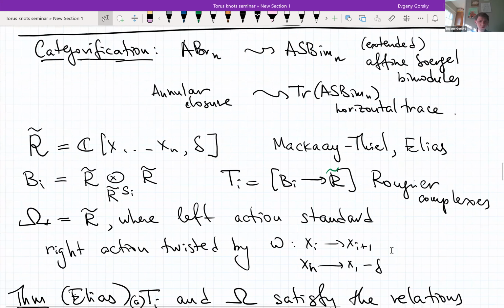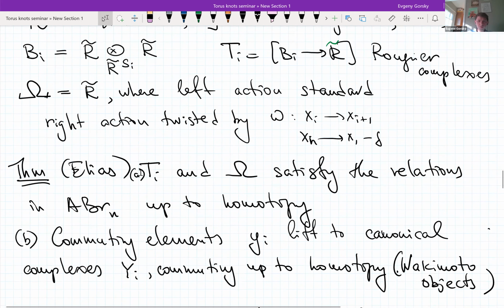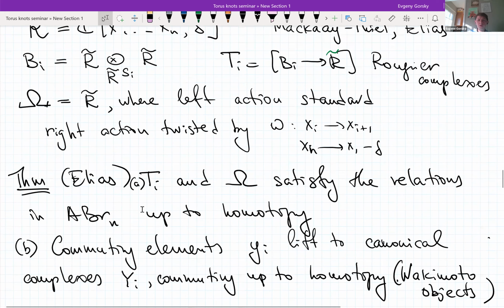And so I think, let me refer to Elias, that these Rouquier complexes Ti and omega satisfy the braid relations in the affine braid group up to homotopy. And so in this sense, these Ti and omega give a categorification of the braid group, where Ti corresponds to sigma i and omega corresponds to that omega that I was talking about. And so we were interested in these commuting elements Yi, where the i-th point goes around, and they also lead canonically to some Rouquier complexes which commute up to homotopy.